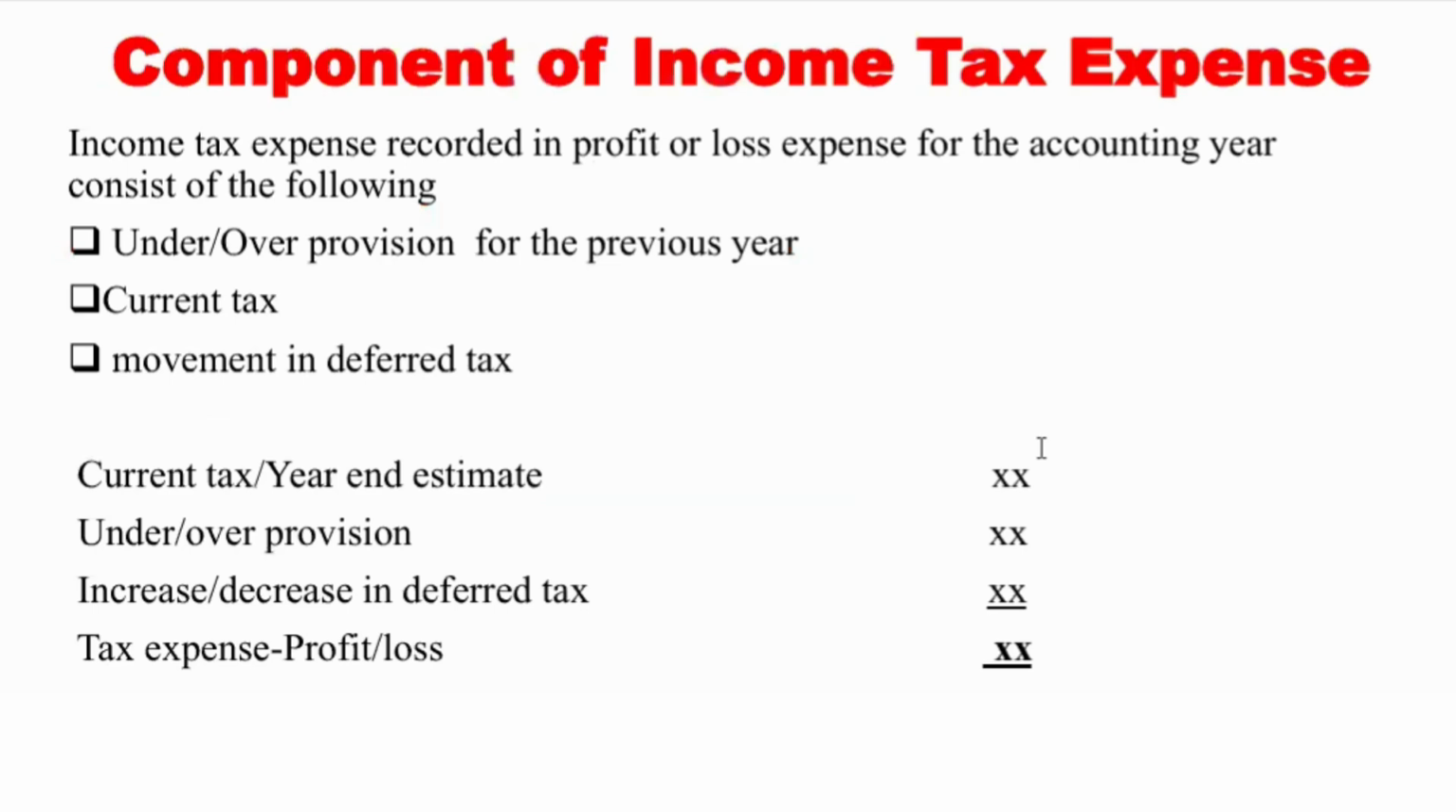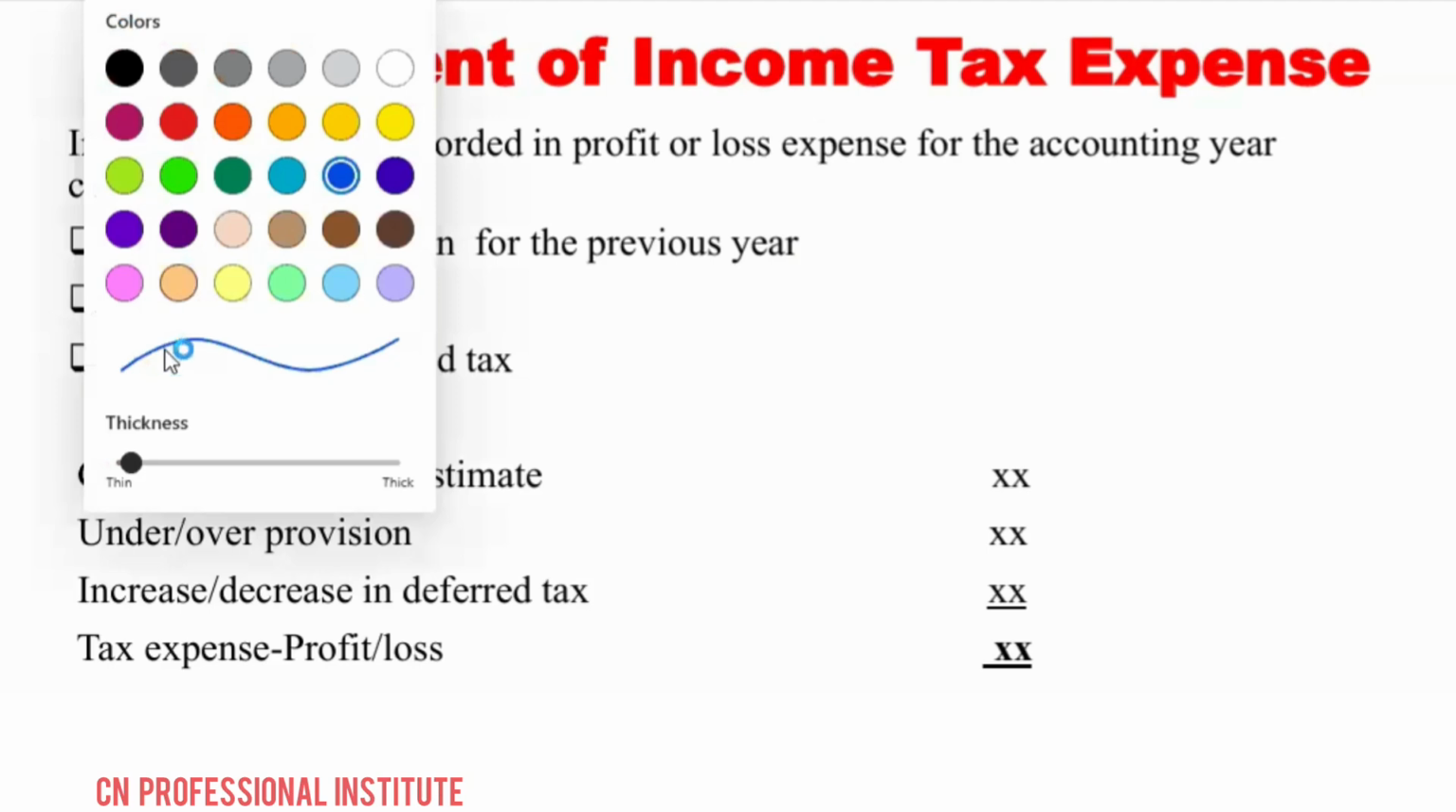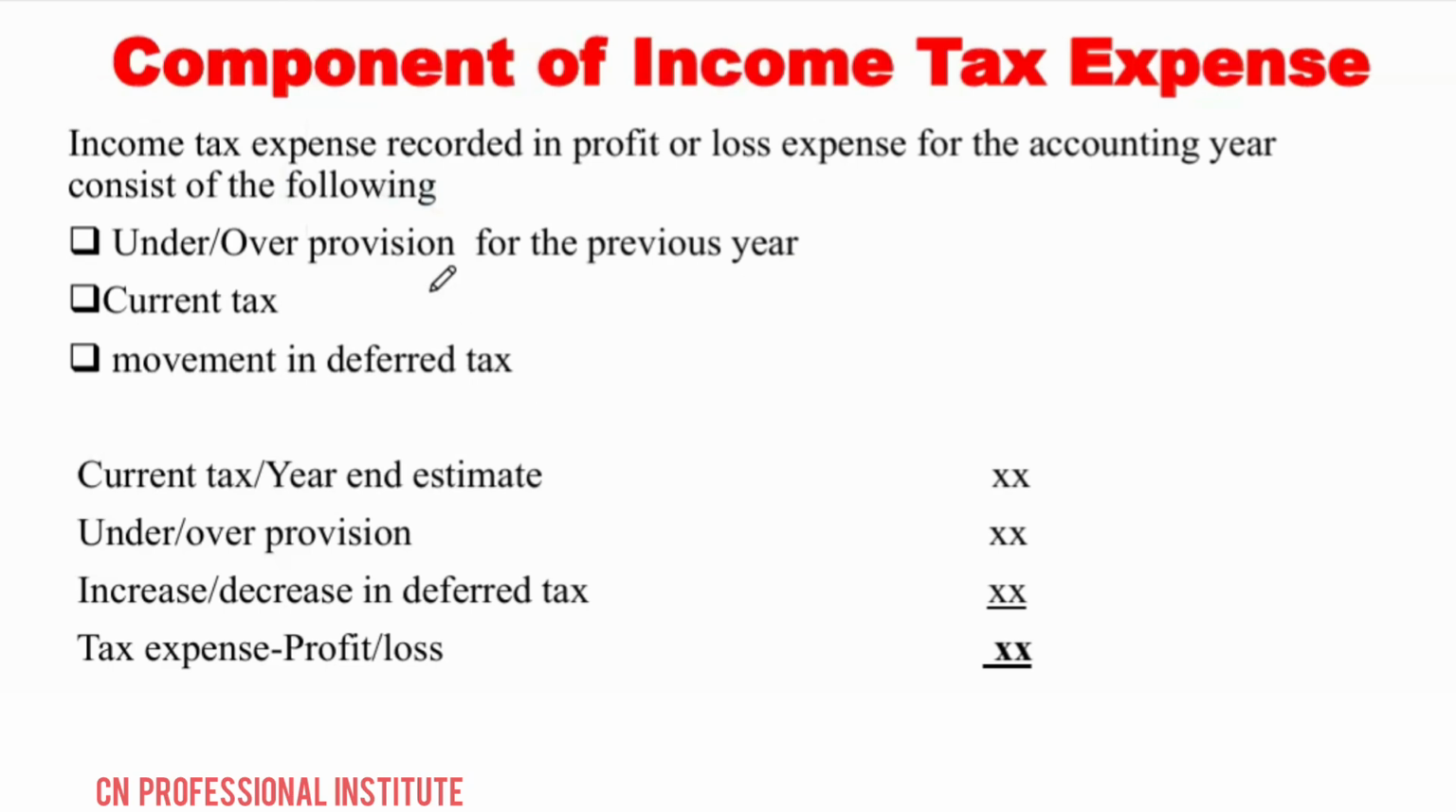The amount of income tax expense to record in the profit or loss account, as we have stated, is made up of three main things. The first one is what we call over or under provision for the previous year. The second is current tax. And then finally, we have what we call movement in deferred tax. So this is how we get the amount of tax expense to record in a profit or loss account, right?